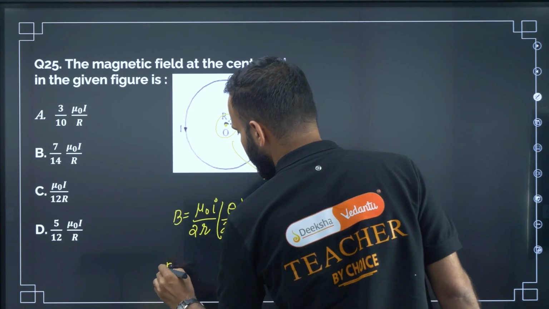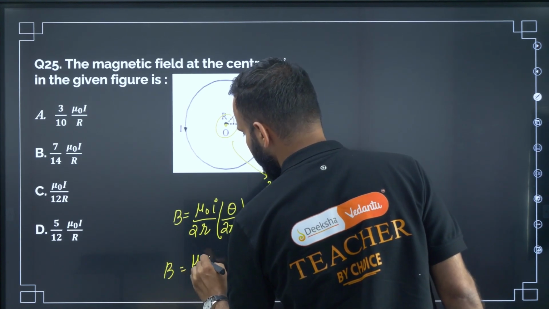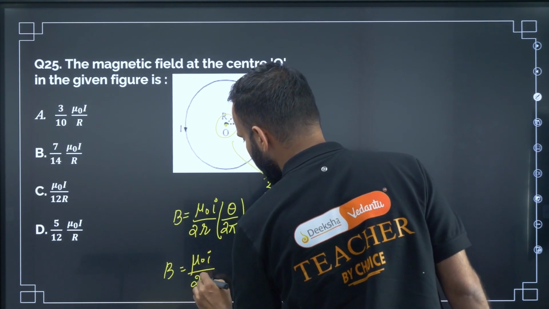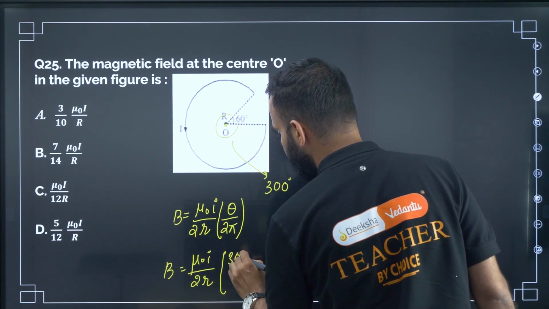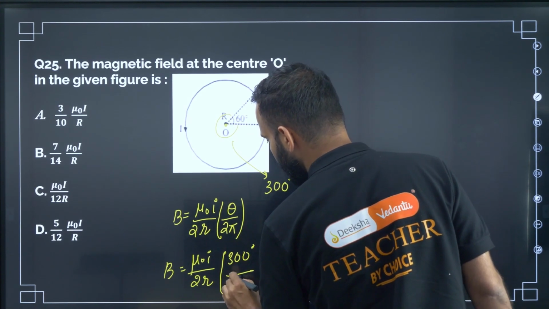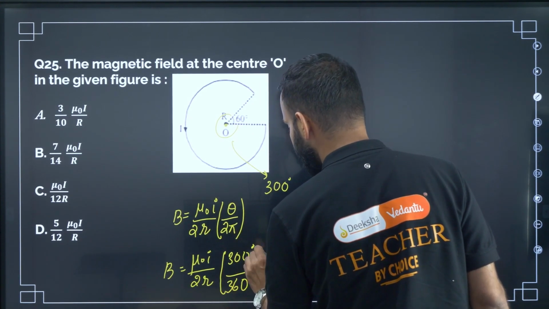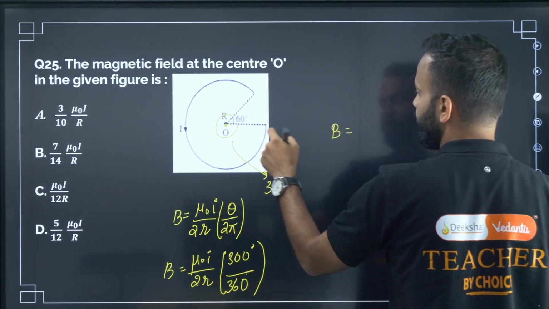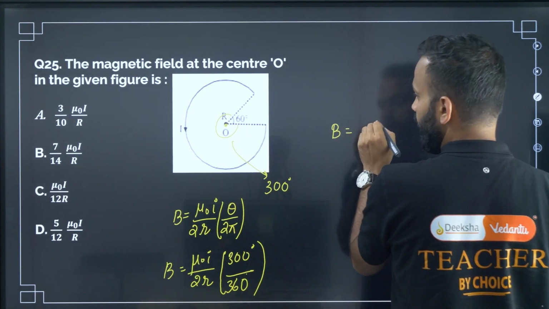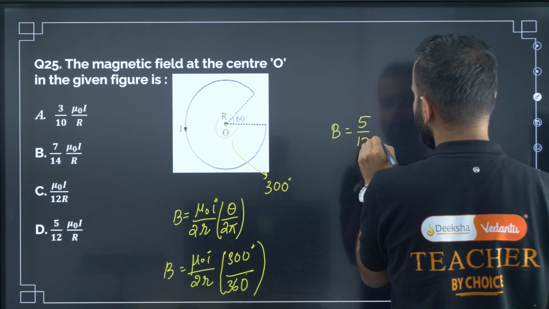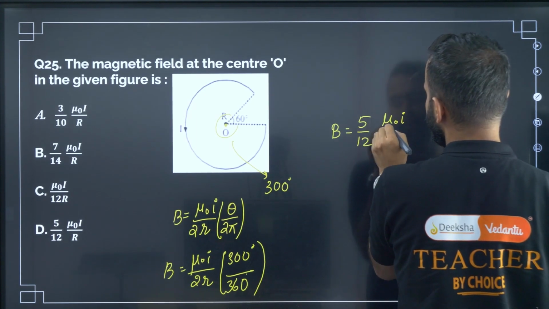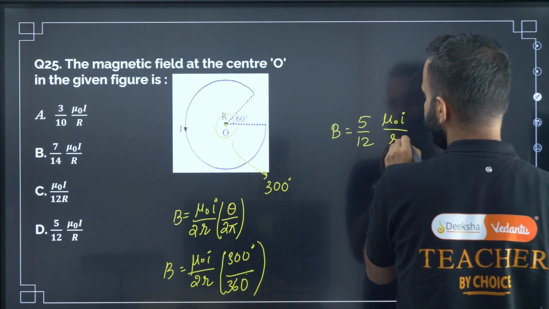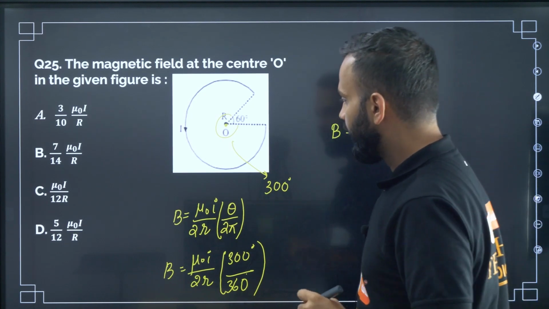So B equal to mu naught I divided by 2r into 300 degree divided by 360 degree, right? Now solve this, you will get the magnetic field at the center O as 5 divided by 12 into mu naught I divided by R. So the correct option is D.